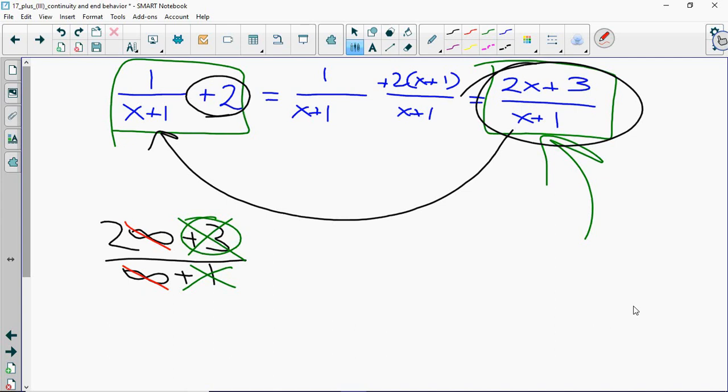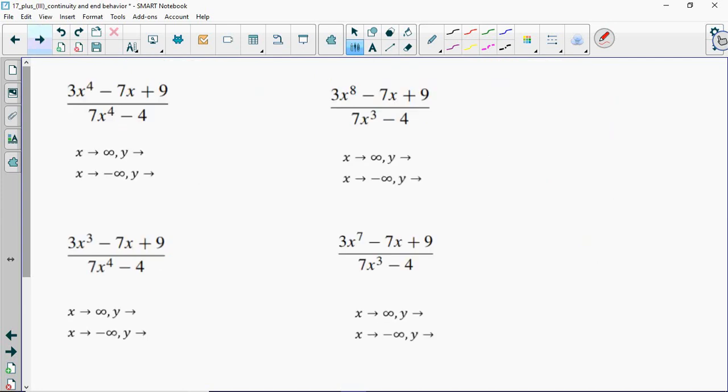So we're going to look at 4 more examples now, and they'll lead us towards a nice little shortcut. And then we'll be able to analyze any fraction with polynomial numerator and denominators. So here's our 4 examples we're going to look at.